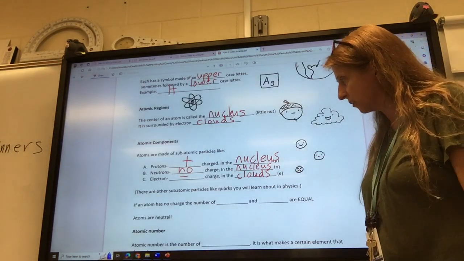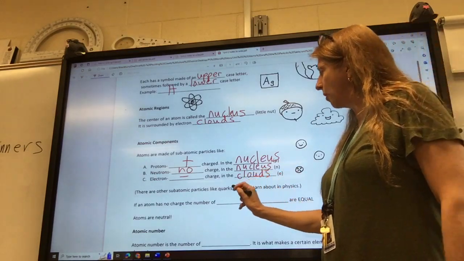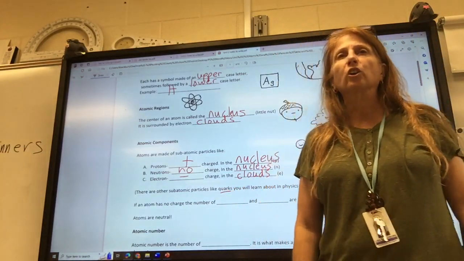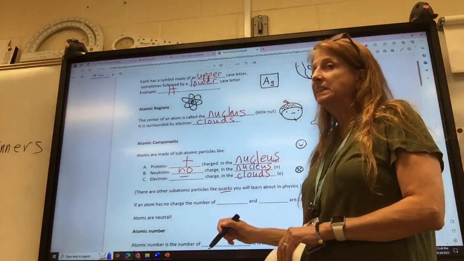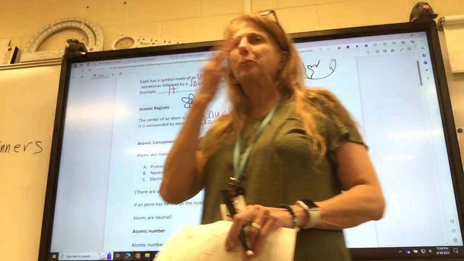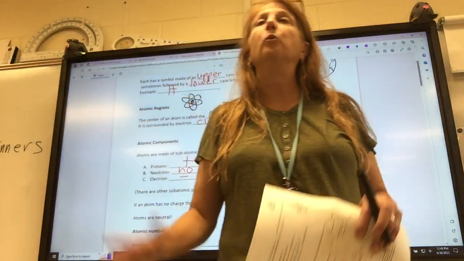He's a bad electron. There are other subatomic particles like quarks, there's gluons, and all these other things, but you'll learn about those in physics if you take physics. But there's a bunch of them, and they're always discovering new ones.